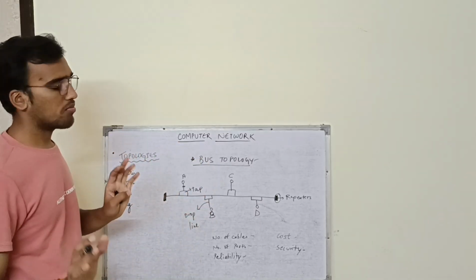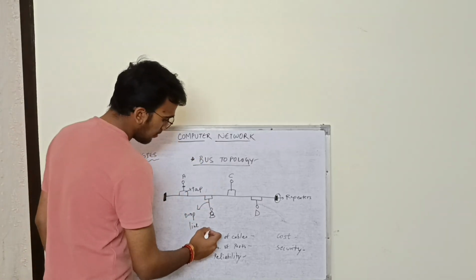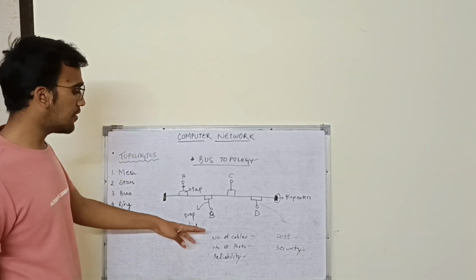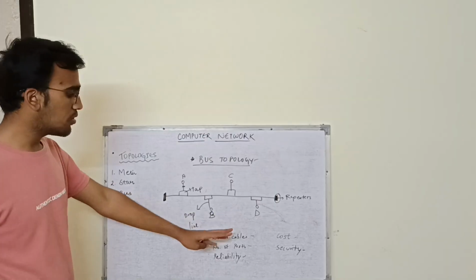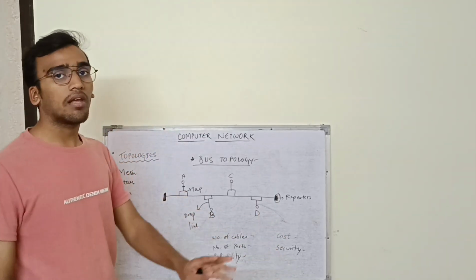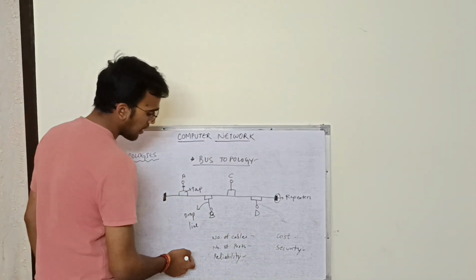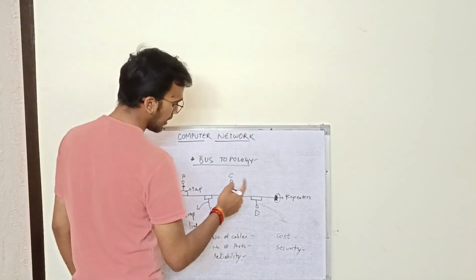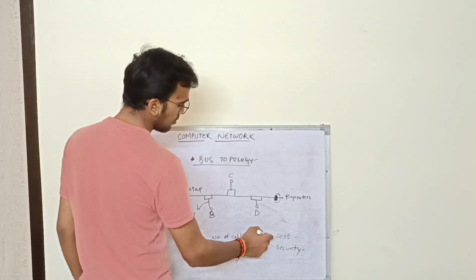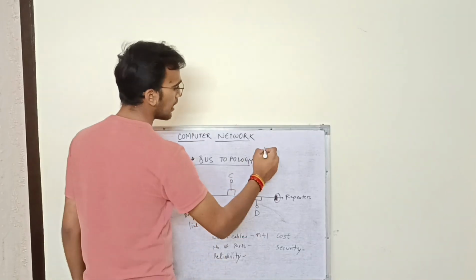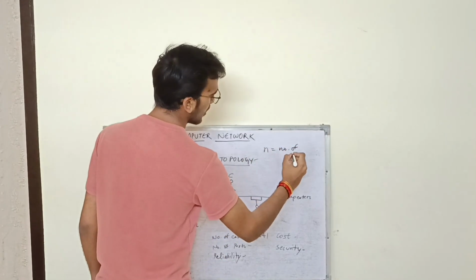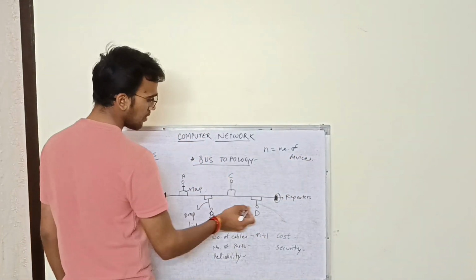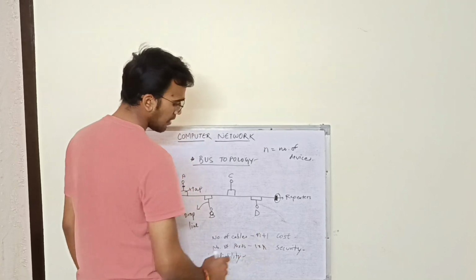A short review. Now we are going to learn about the number of cables, ports, reliability, cost, and security, which are important for your exams. Take note of them. The number of cables: you can see only one cable is there for each node, for each device. Now ports, there is one port for each of the n devices, so it is multiplied by n.